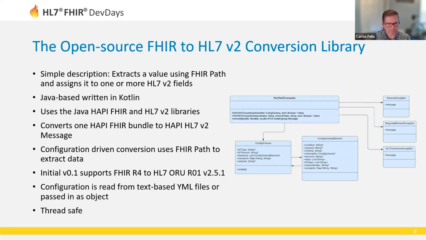I'm going to be talking about the initial version, what I call version 0.1, which supports only FHIR R4 to HL7 ORU R01 version 2.5.1. However, the new version supports pretty much any message type and version that the HAPI HL7v2 library supports. But I'm going to be talking about this one here, just to keep it simple.